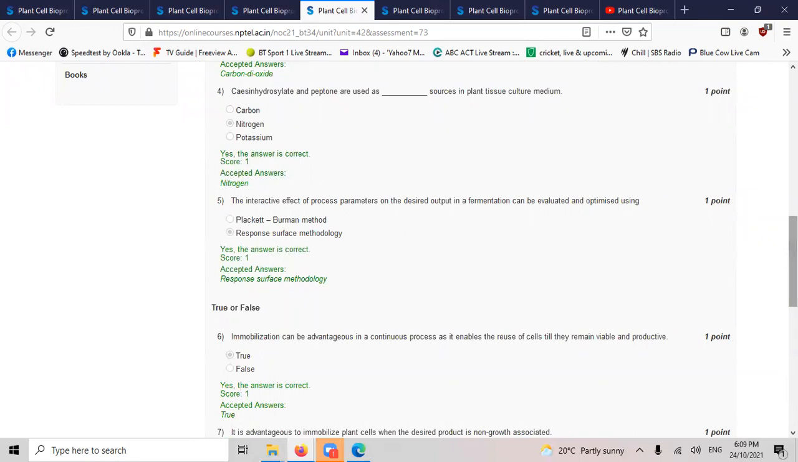You end up with issues like I can't do it in the winter, only in the summer. It is advantageous to immobilize plant cells when the desired product is non-growth associated. It's definitely advantageous. True.